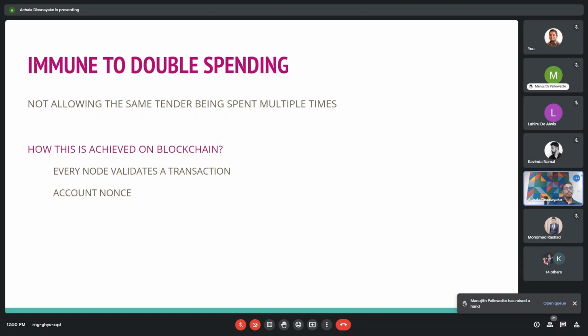Let's say one account. This is distributed, so can't I submit one transaction to one node and the second transaction to a node that is far away from the first node? So what would happen then? Both will propagate in the network. Now I have two transactions in the system propagating.